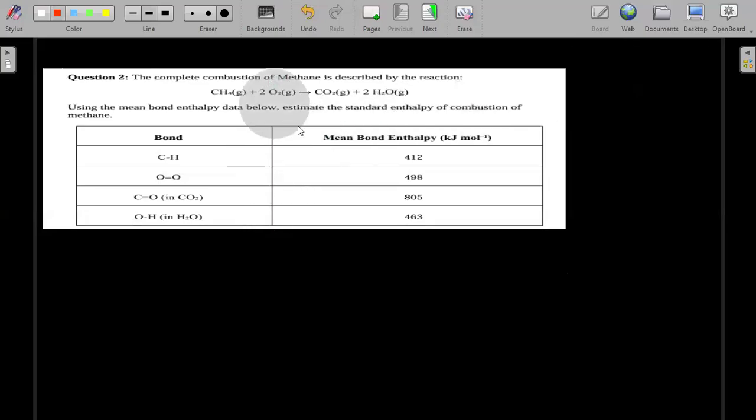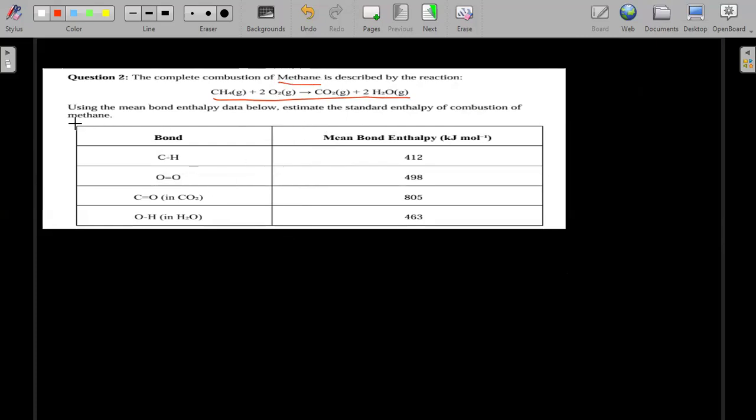In this tutorial, we are going to look at a practical question from your tutorial sheet on thermochemistry. The question says the complete combustion of methane is described by the reaction. We are given a balanced chemical equation: methane plus oxygen giving us carbon dioxide and water. That's a balanced chemical equation for the combustion of methane.